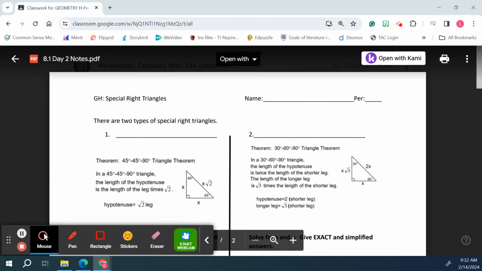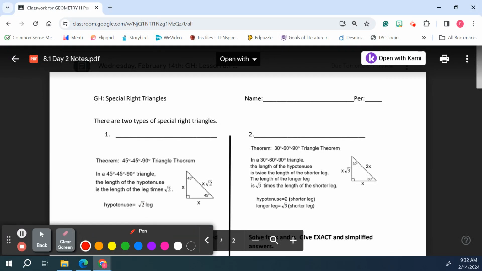There are two types of special right triangles: 45 degree, 45 degree, 90 degree, along with 30 degree, 60 degree, and 90 degree. These are special right triangles that form specific rules. This worksheet is broken up into two halves. We're going to focus on one rule, and then go to the other half and focus on the other rule.